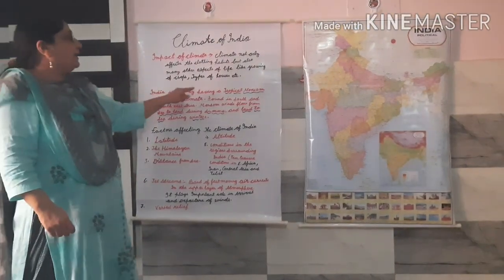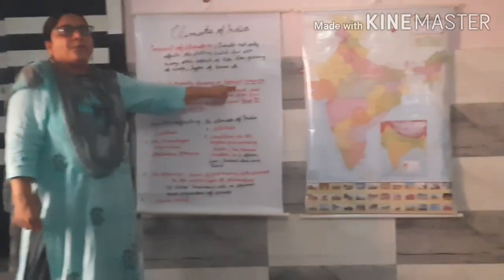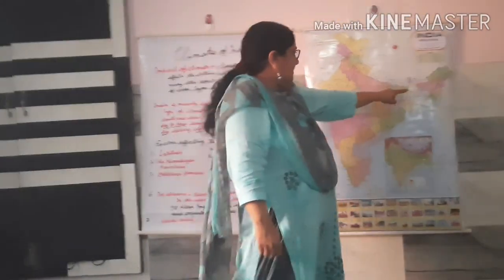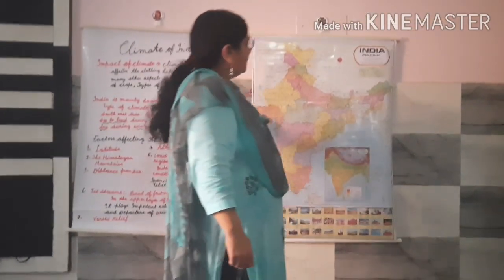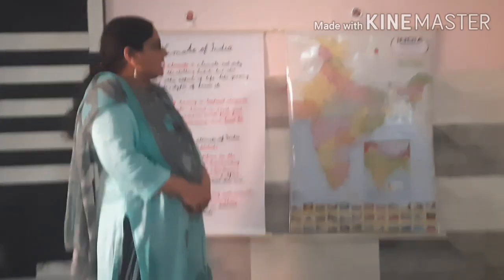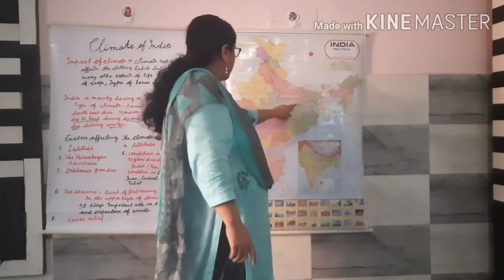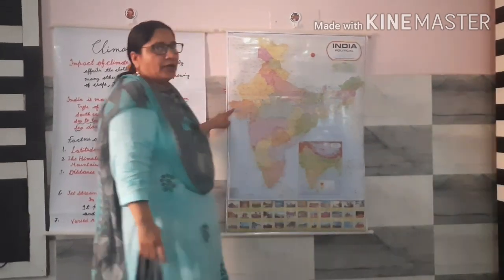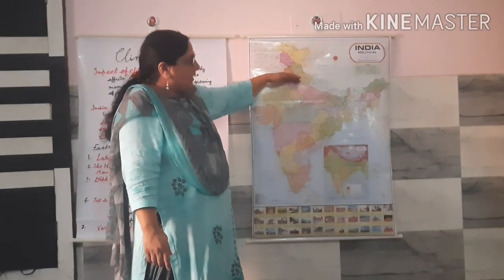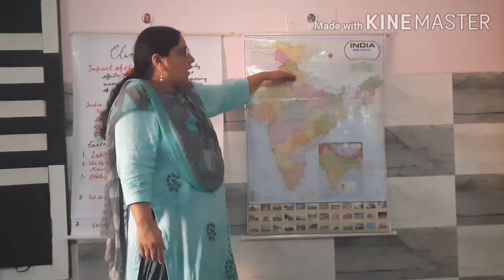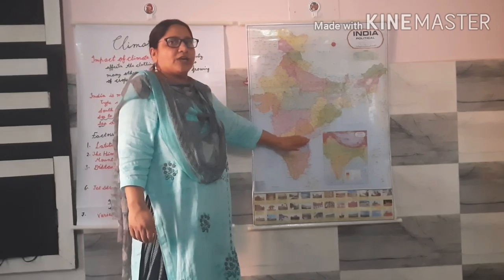Now, India mainly has the tropical monsoon type of climate. Why tropical? Because the Tropic of Cancer, clear? The Tropic of Cancer passes through the center of our country. The part of India above the Tropic of Cancer comes in the subtropical monsoon type of climate, and the part of India below it has the tropical monsoon type of climate.